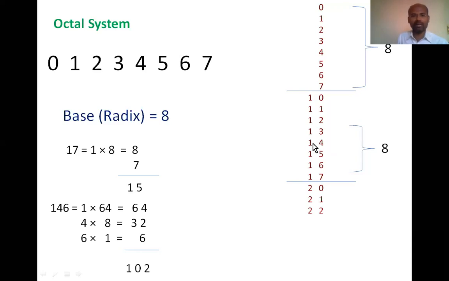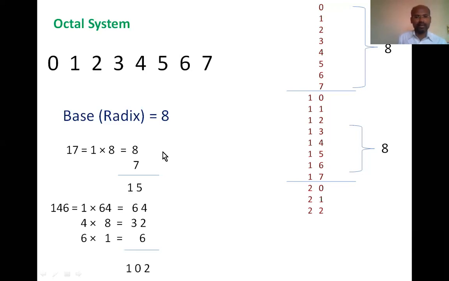All the symbols means how many symbols are there in the octal system? 8. So we have used all the 8 symbols one time. So 8 plus, currently counting is on 4. 8 plus 4 is 12. So 14 in octal system is equivalent to 12 in decimal. Okay, otherwise let's understand these things. 17 is a number in octal system.